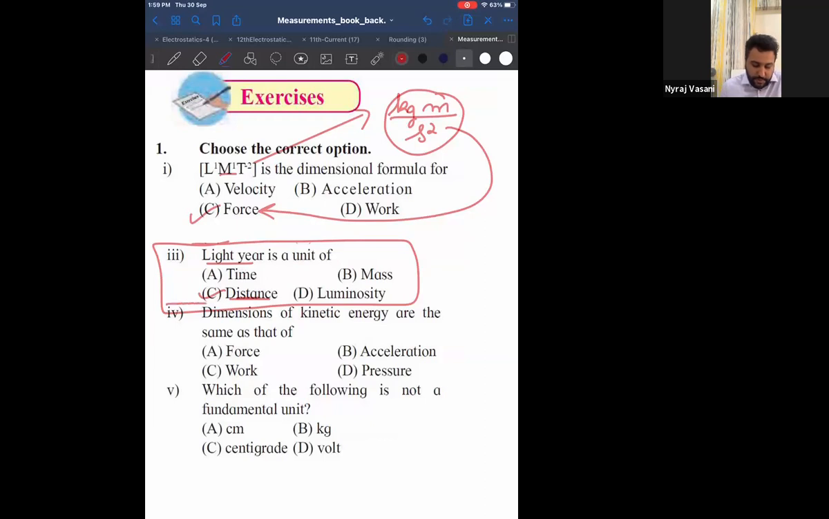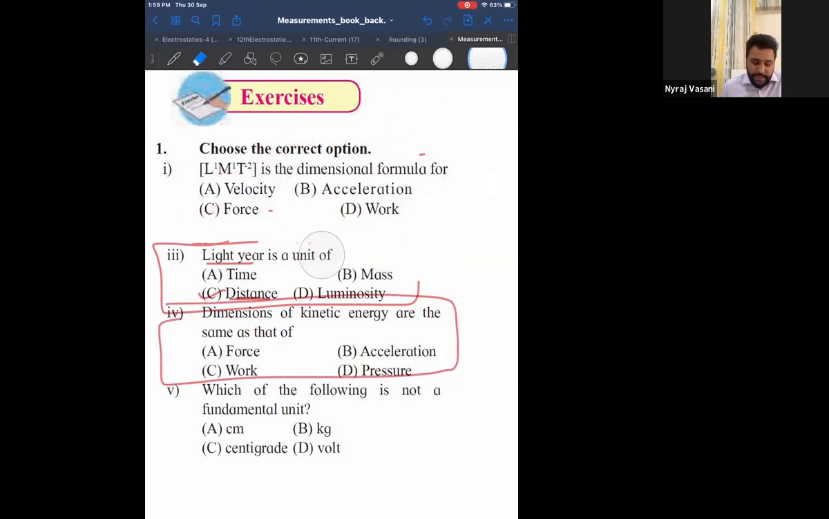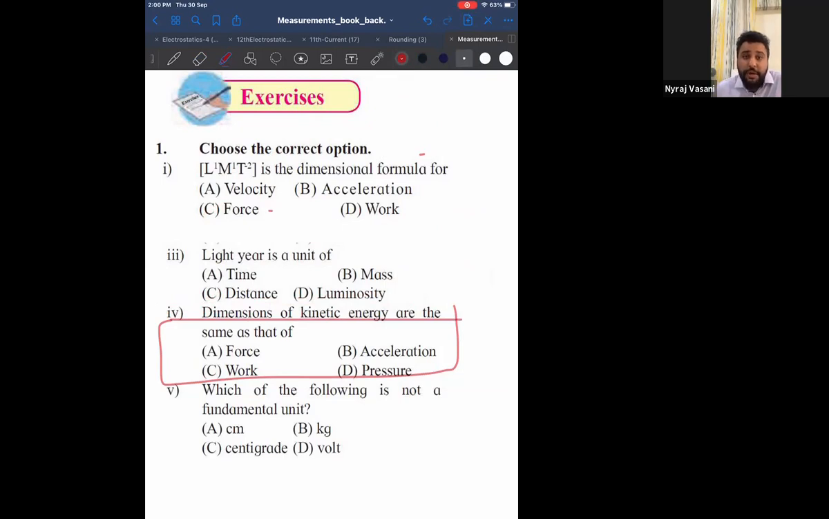Now, tell me the next one. Fourth one. Dimensions of kinetic energy are the same as that of... I told you energy, work done, heat, all have the same units and dimensions. Correct? Therefore, kinetic energy will have the same dimension as that of work. Energy, work, and heat are the same.